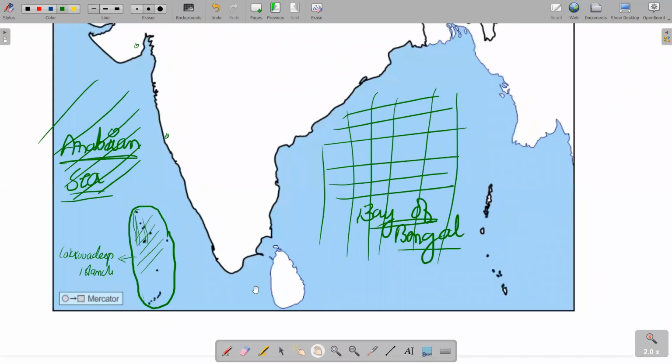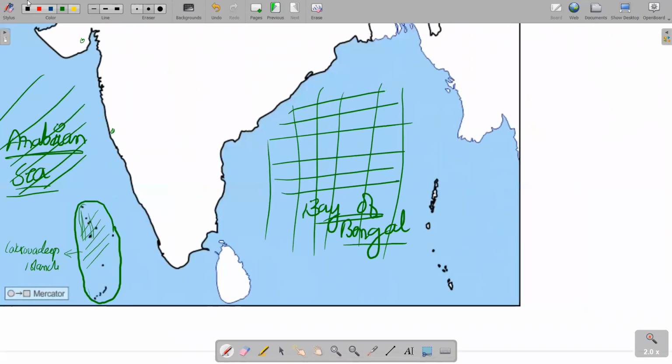And when it comes to your right side, if you go to this right side, this group of islands is called the Andaman and Nicobar Islands. This entire upper part is called Andaman. Sometimes he may ask you to point out Andaman. The islands on top are Andaman. The group of islands below are called the Nicobar Islands.